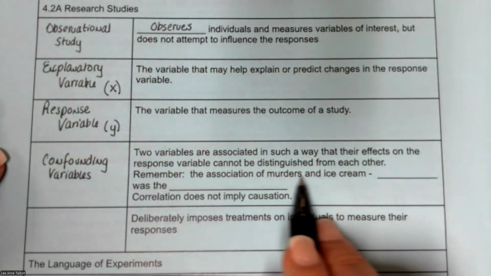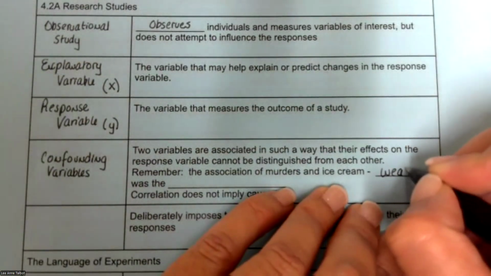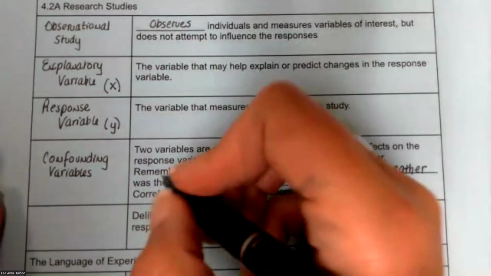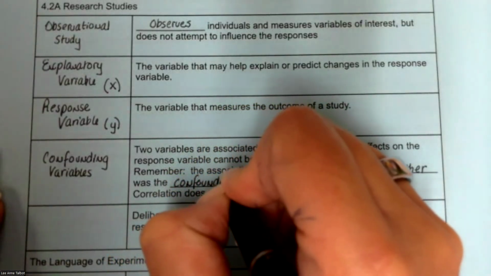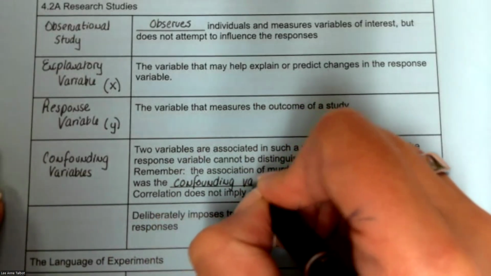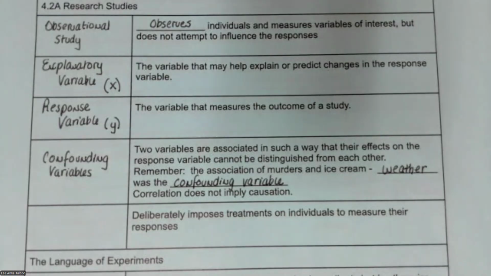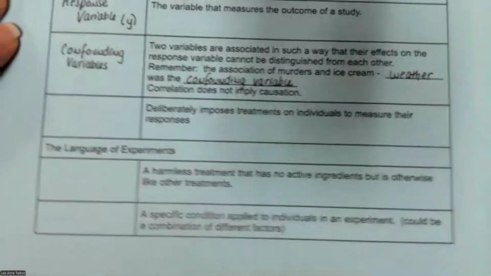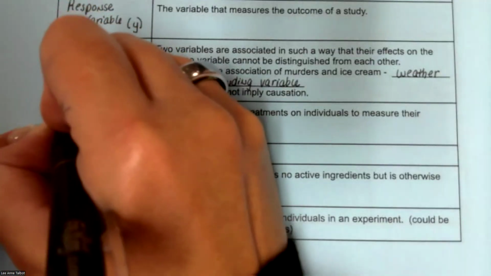Remember the association of murders and ice cream. The increase in temperature or weather was the confounding variable. Remember, correlation does not imply causation. Okay, and last thing here.